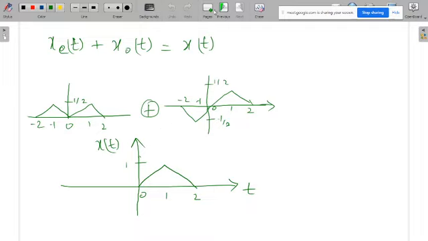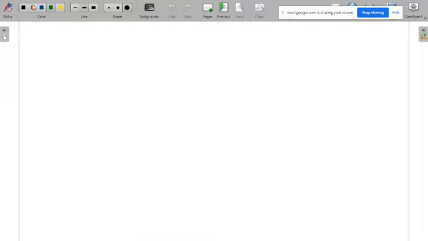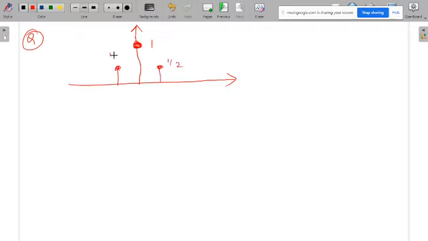Okay, so next I will give you one signal. What about the nature of the signal? In the discrete domain I will give you one signal. Here one sample is there with the amplitude, say for example 1. Here another sample is there with the amplitude 1 by 2. What about the nature of the signal? Anybody?